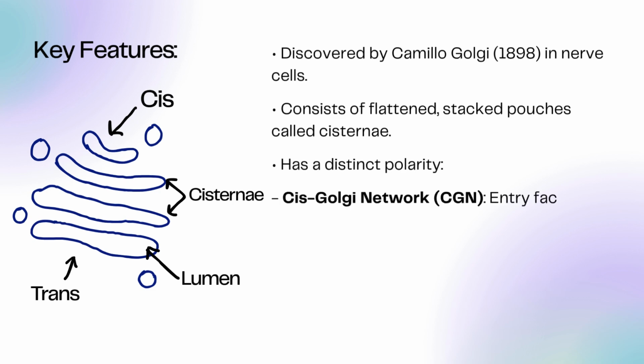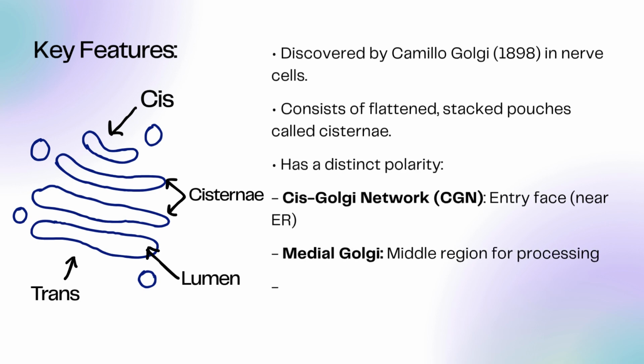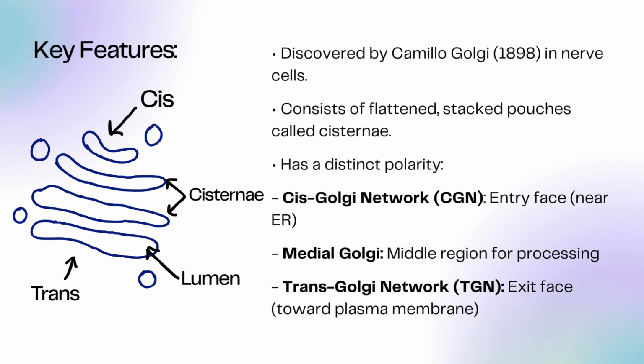One of the most unique features of the Golgi is its polarity, meaning it has a functional directional structure. The cis face, or cis Golgi network, is located closest to the endoplasmic reticulum and acts as the receiving side. The medial Golgi is in the middle, where proteins undergo processing. Finally, the trans face, or trans Golgi network, is oriented toward the plasma membrane and is responsible for sorting and shipping the processed products to their destinations.